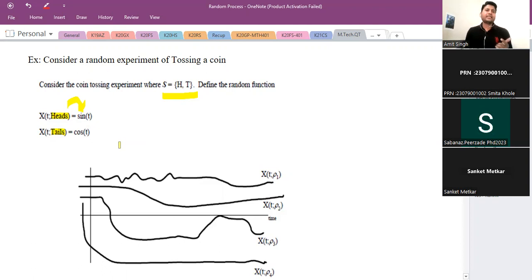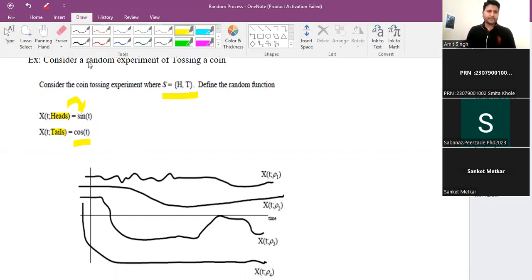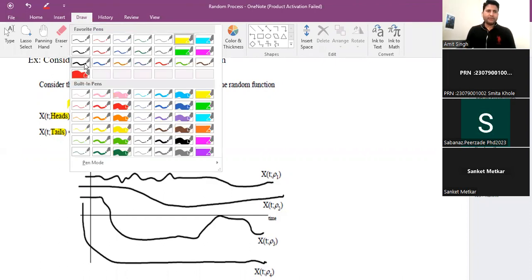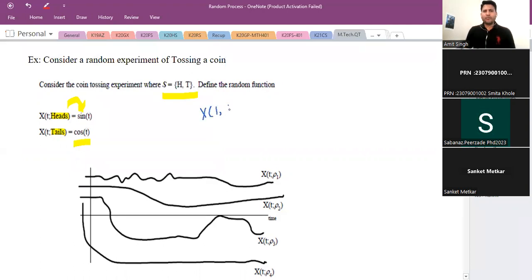So here I just decided that the number of heads as per time t shows a graph the same as the sine function, and the number of tails is the same as the cos function. So if I put t equal to 1 unit, what will happen? How will it look? x of 1 comma head means the random variable taking head as the output at time unit 1. So it will give us sine of 1. In the same manner, if I take time as 2, x of 2 comma head will give you sine of 2, and so on for the rest.